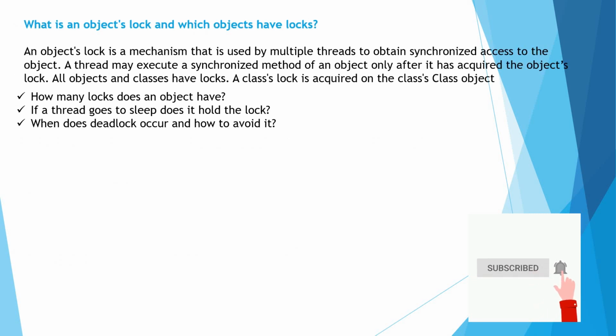So what is an object lock? Which objects have locks? There are a few more questions. So what happens when the start method is called? A new thread of execution with a new call stack starts. The state of the thread changes from new to runnable, as we have already seen in the thread lifecycle. And when the thread gets a chance to execute, its target run method starts to run.